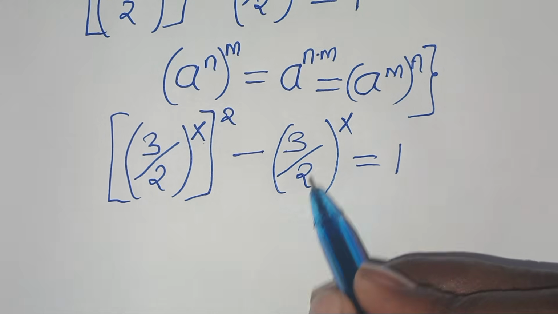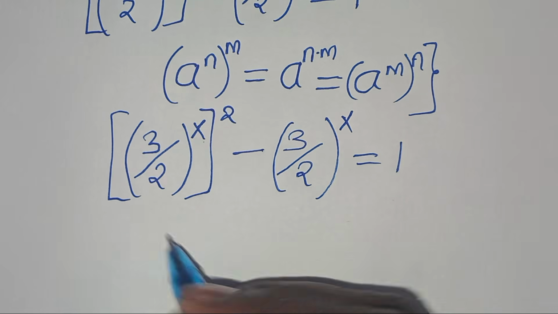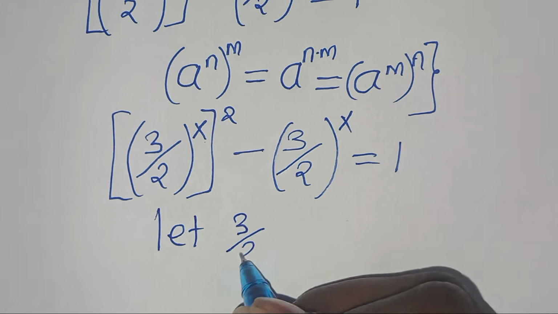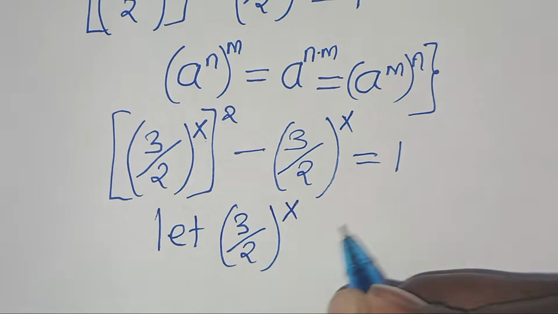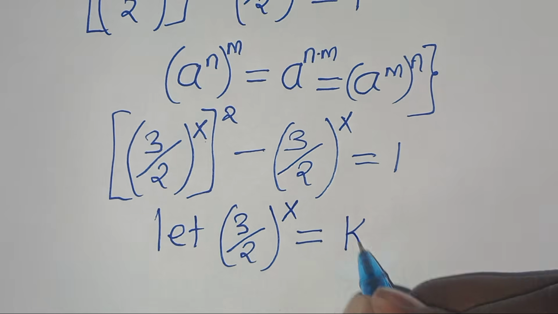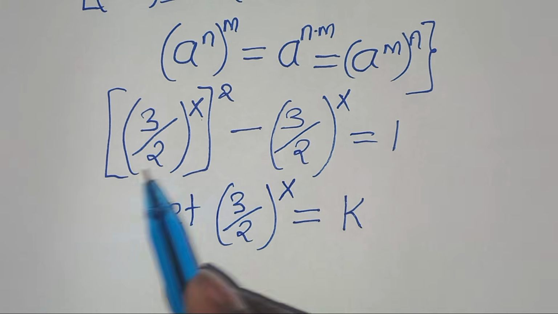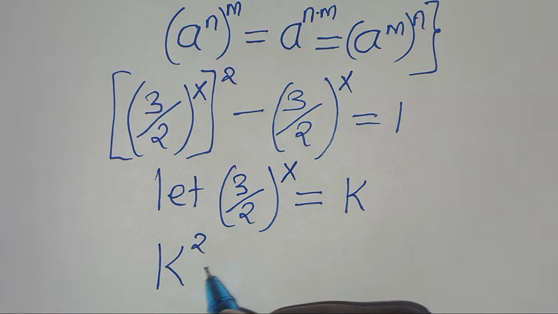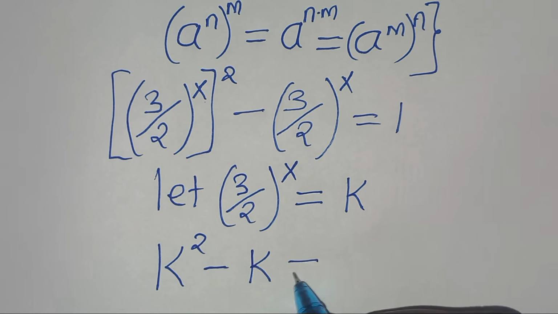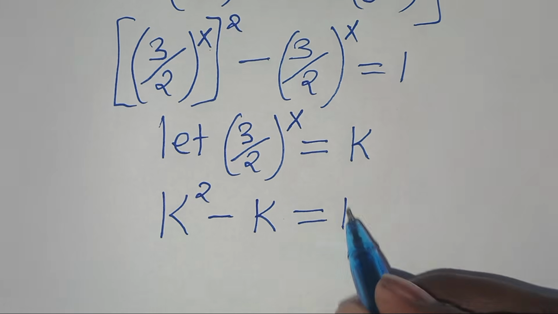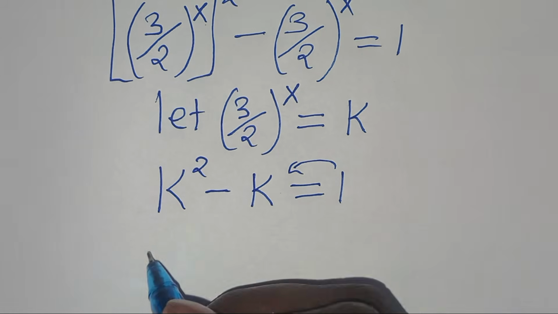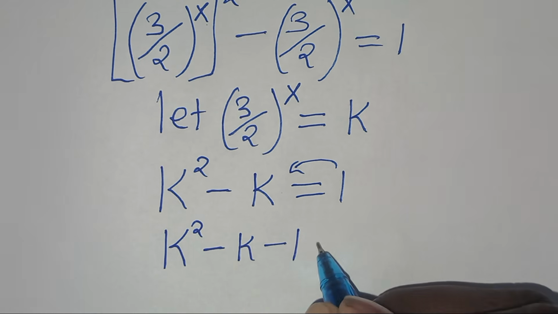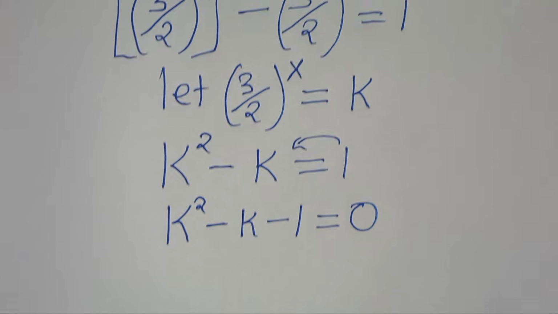Now we have that 3 over 2 to the power of x is common here. So we can represent this. We can let 3 over 2 raised to the power of x be equal to k. So let's express this equation in terms of k, so that we have k to the power of 2 minus k. This is equal to 1. Now let's take 1 on the left hand side, so that we have k to the power of 2, subtract k, subtract 1. This is equal to 0.